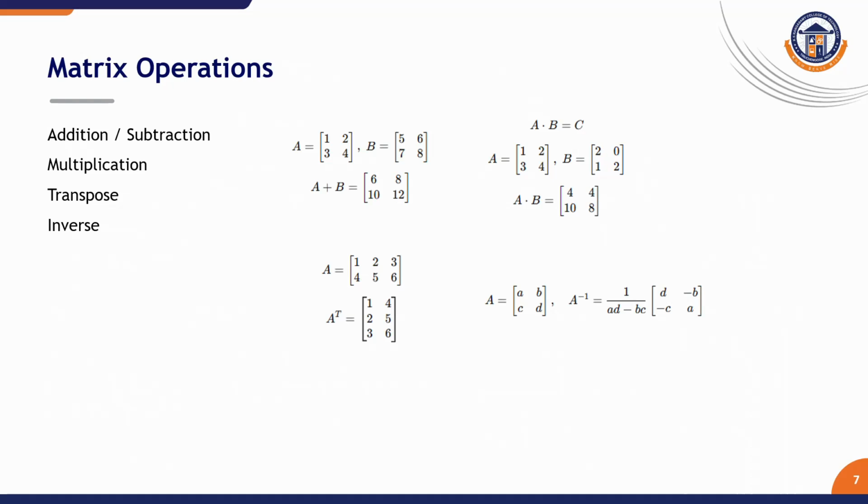A firm grasp of matrix algebra is essential for understanding this method. Key operations include matrix addition and subtraction, which require matrices of identical dimensions. Matrix multiplication, a non-commutative operation fundamental to assembling system matrices. Matrix transposition, which involves interchanging rows and columns. The columns become rows and rows become columns. Matrix inversion, a critical step for solving systems of linear equations. These operations collectively enable the representation of structural behavior in compact mathematical forms.